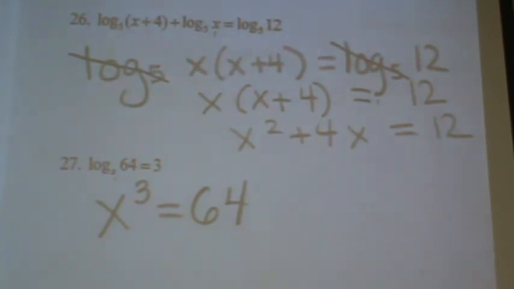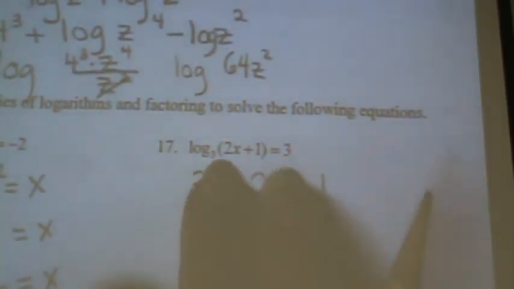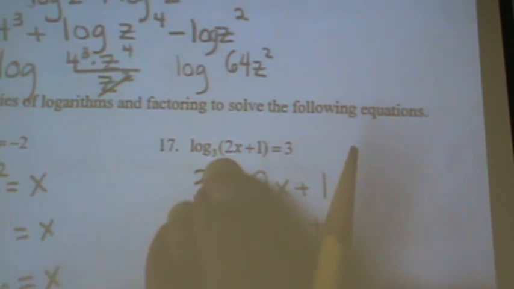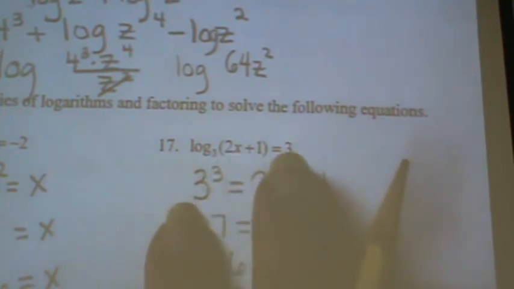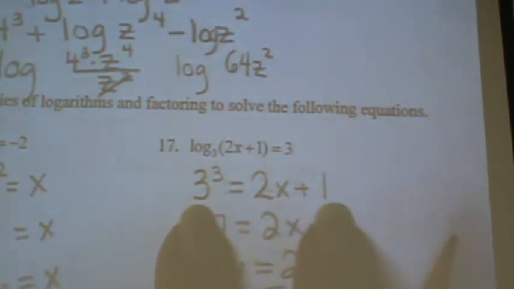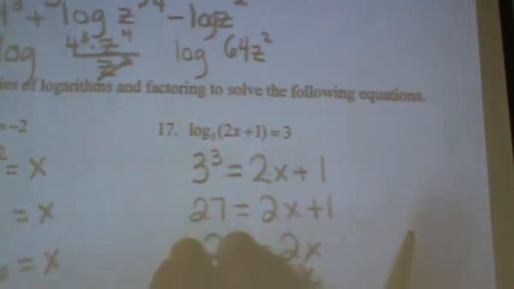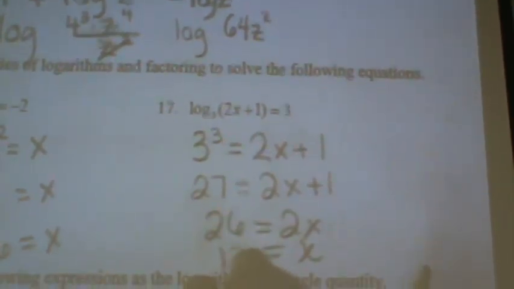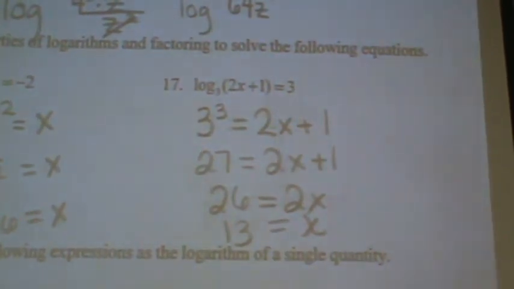Can you go back to 17? Number 9. This one you write it as 3 to the third. So 3 cubed is 27. Subtract 1. Oh, okay, I see what it is.